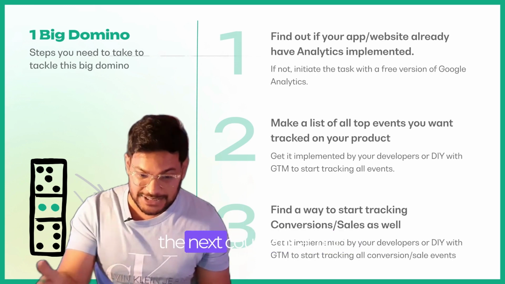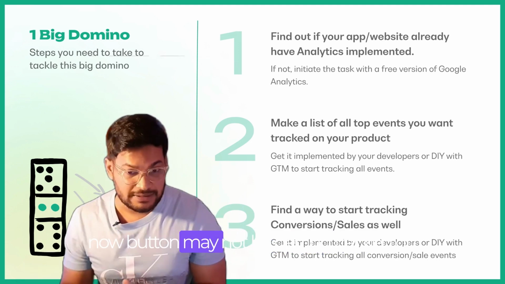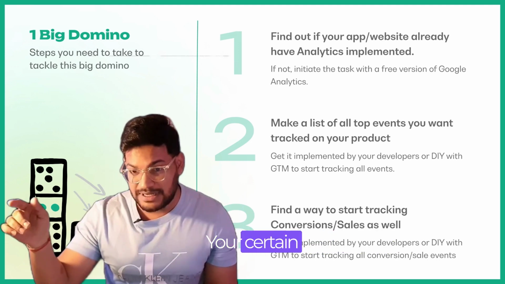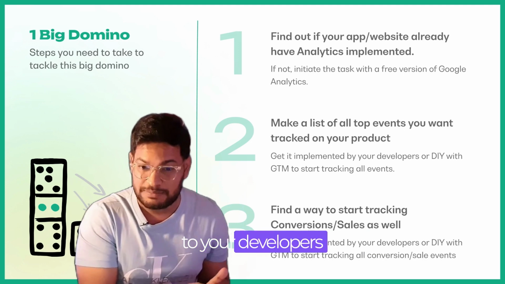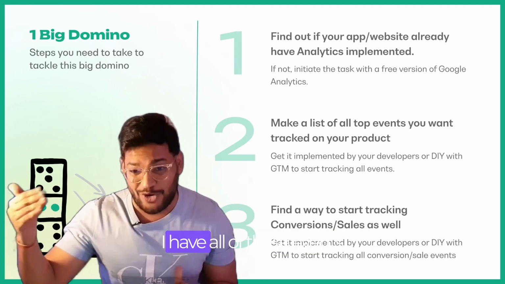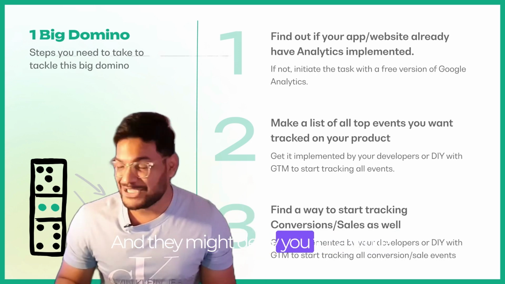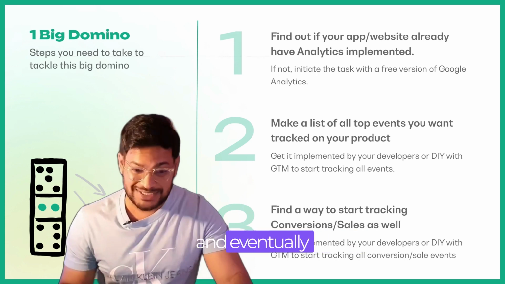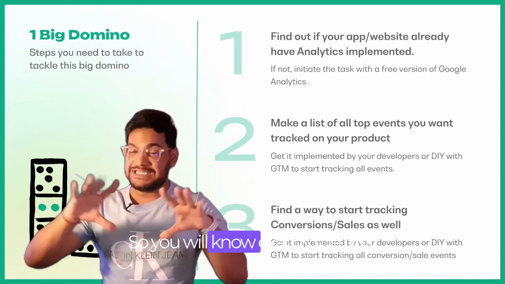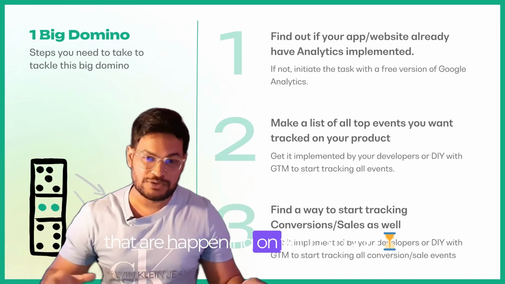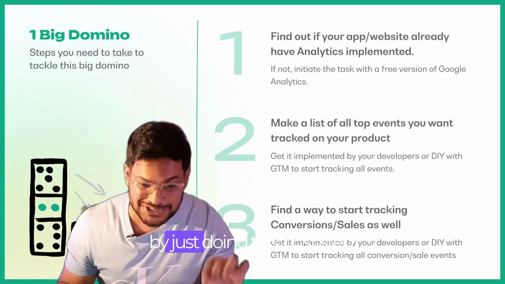Once that is implemented, the next course of action would be to figure out if all events are getting tracked. For example, your buy now button may not be getting tracked on Google Analytics. Certain buttons, certain clicks are not getting tracked. You simply write down the requirement to your developers: developer, pretty please, I have all of these events that I would want tracked on Google Analytics. Could you please help me do it? And they might delay you for a while, but eventually they'll get on it. And eventually you'll have a rich stream of event data coming in on your Google Analytics. So you will know exactly the flow of all the events that are happening on your product, where they have started from, where they have ended. The entire flow is visualized in front of you by just doing this first step.